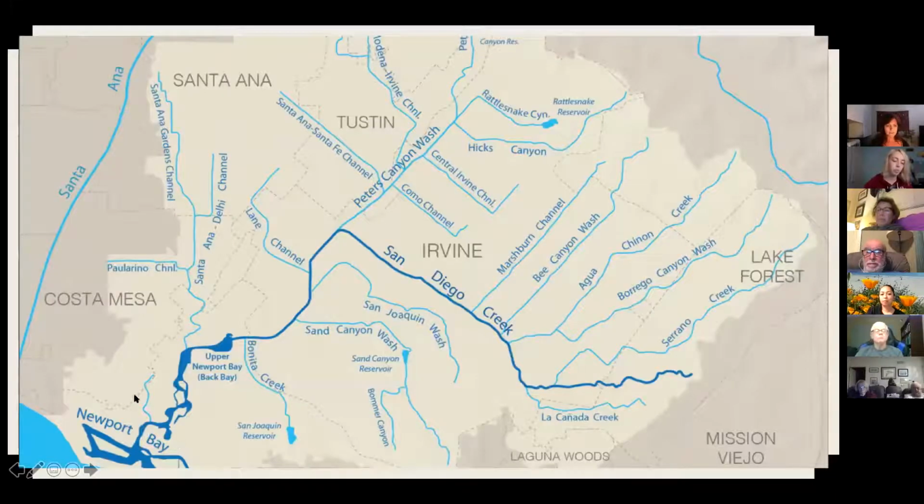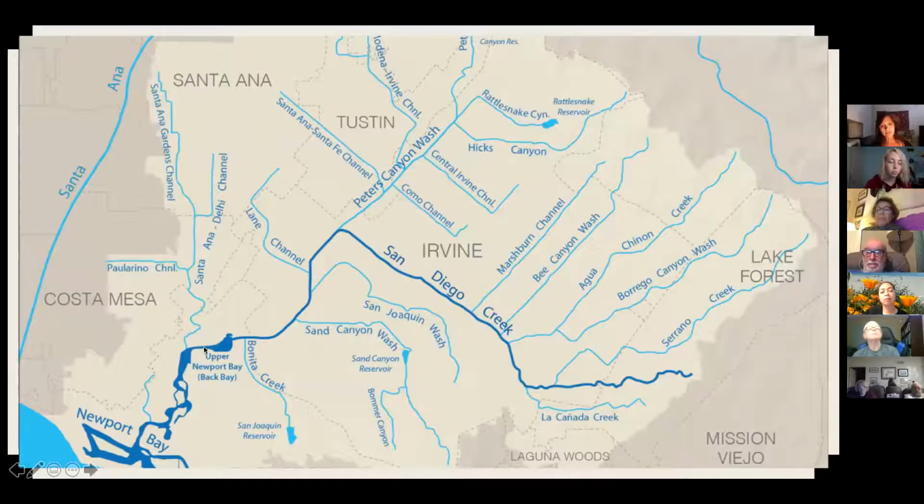So this is where we're talking about here. You guys can see my cursor, right? If not, give me a shout. So here's the Back Bay. Here's Upper Newport Back Bay. So this is going to be more of our harbor area, right? And then back here is where we're working in the estuary.